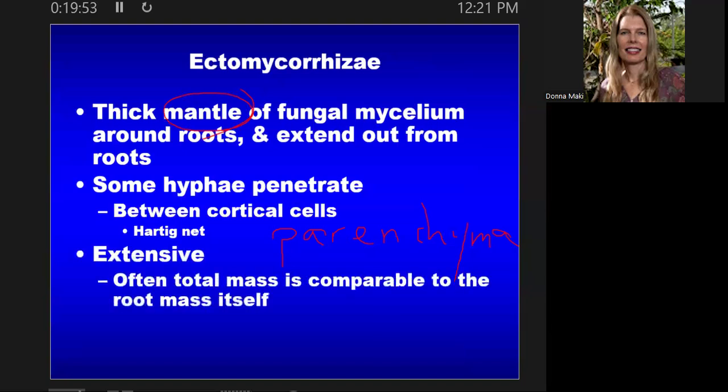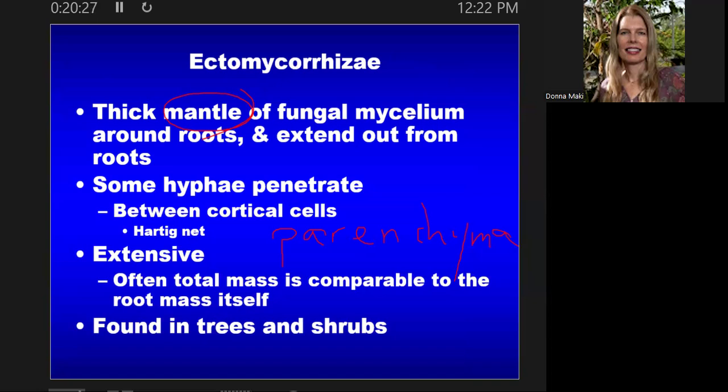And then it's a lot of growth by the fungus. It's a big investment. The fungus does grow pretty luxuriantly. Often the total mass is comparable to the root mass itself. All right, so it's a pretty extensive system. Tend to find the ectomycorrhizae, again, they like to associate with trees and shrubs. So any of the trees around here, shrubs around here, yes, there's definitely ectomycorrhizal fungi hanging out.